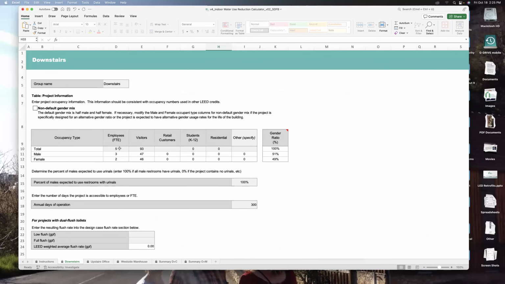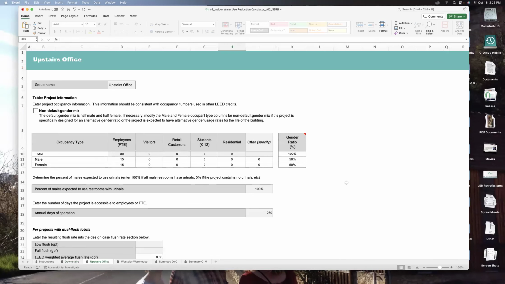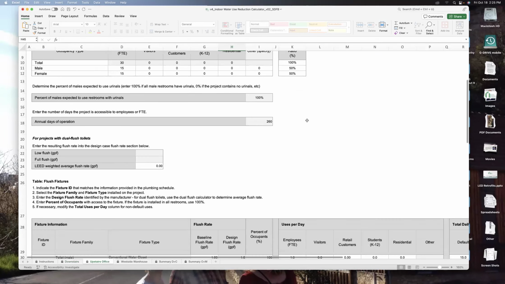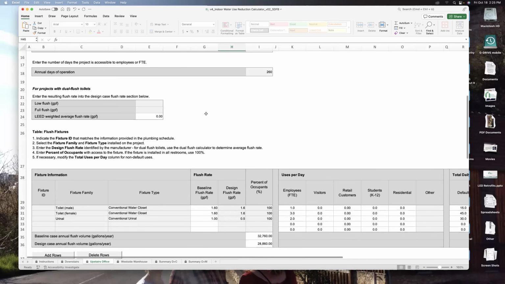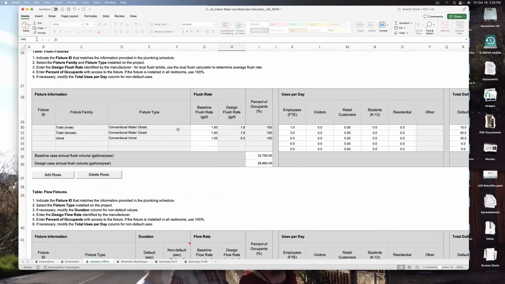This one's a little more involved. Again, total employees, number, and the ratio is 50-50. They define that as what they want you to do. Percentage, again, you're defining what's going on, annual days of use. And then you say, okay, we have a conventional water closet, the actual baseline flush rate, and the design. So again, we meet that.